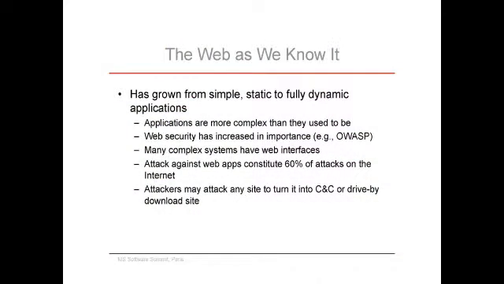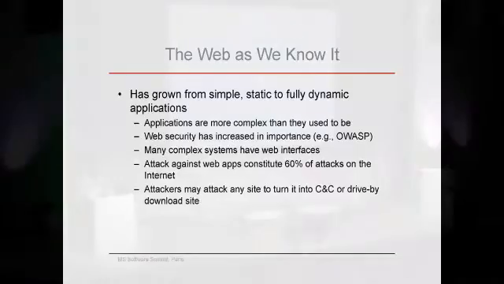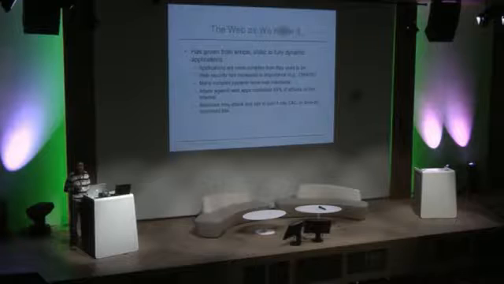The web as we know it has grown from a simple, very static infrastructure to a fully dynamic infrastructure where we have applications that are very interactive. Applications are more complex than they used to be, and web security over the years has increased in importance, and we have organizations like OWASP that try to help developers and raise awareness in the community about web security and its importance. Many complex systems have web interfaces today, and that's why web security matters more, because attacks against web applications constitute about 60% of the attacks on the internet today.